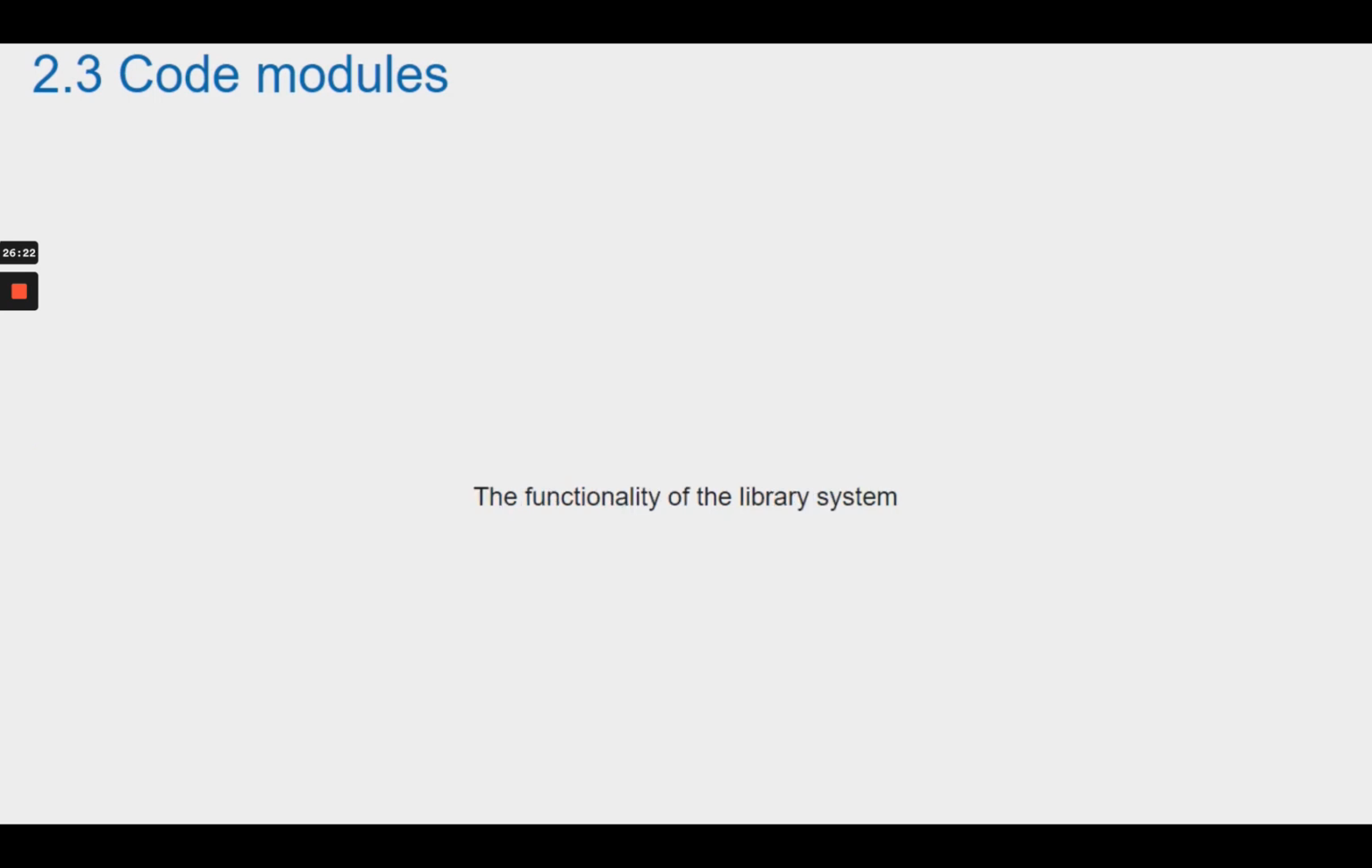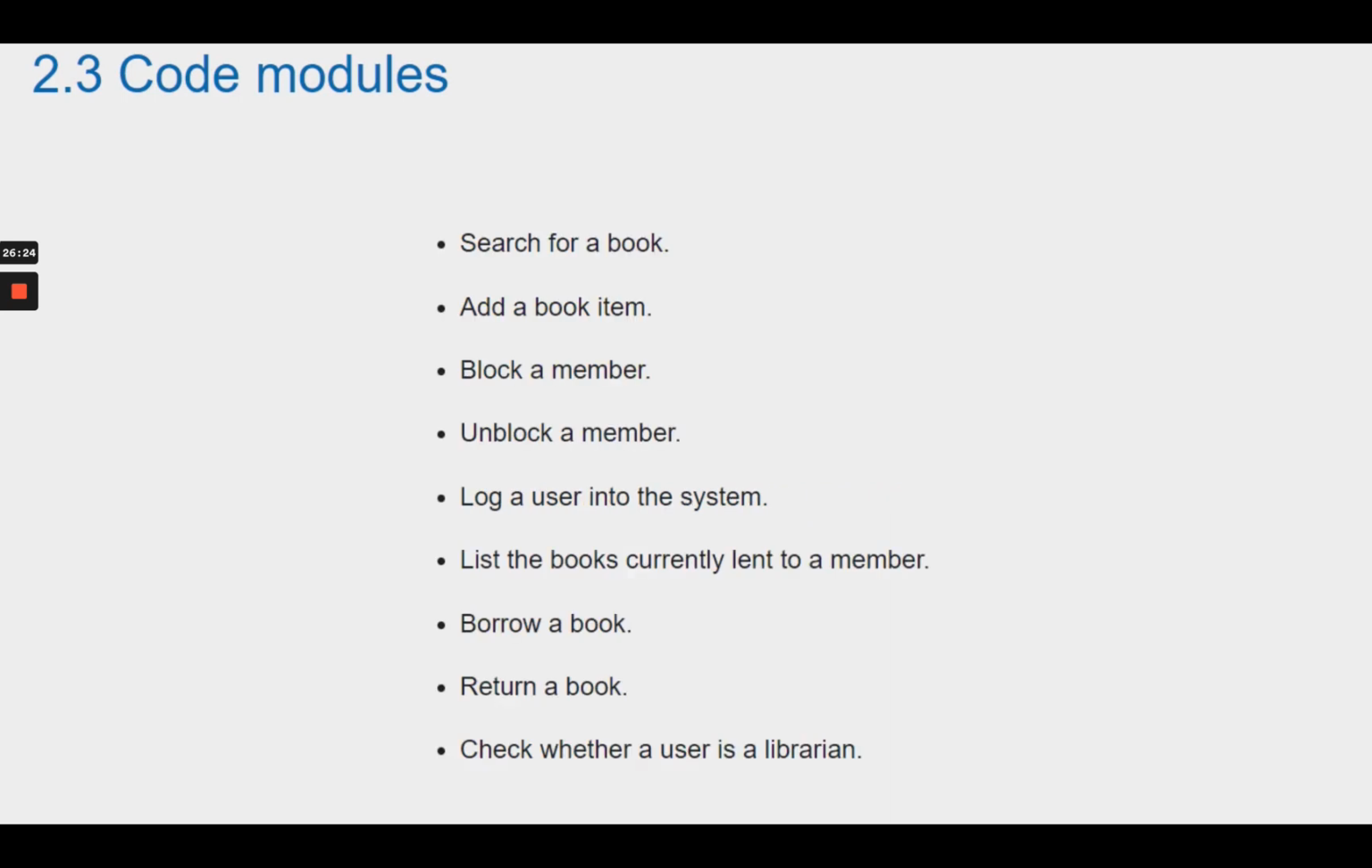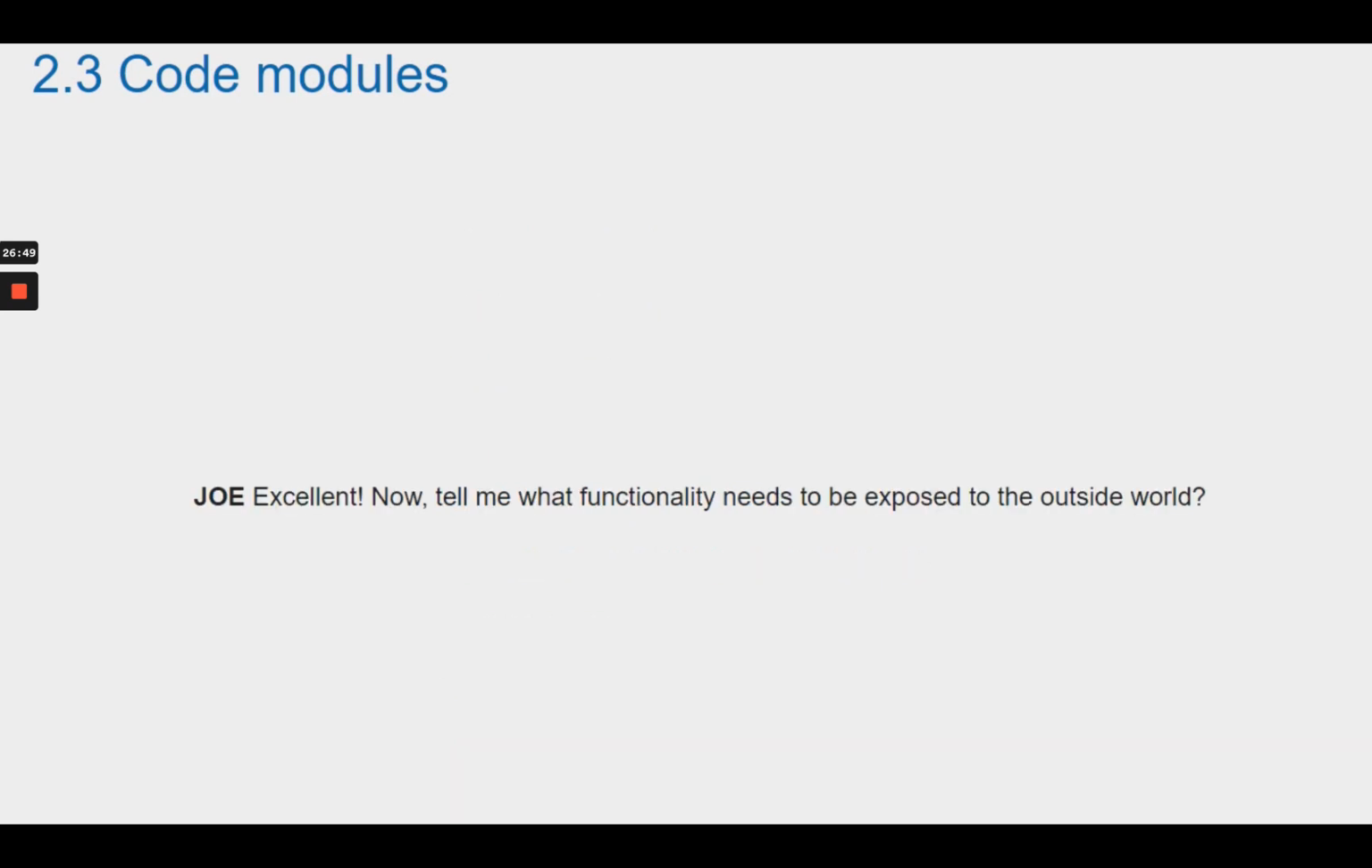The functionality of the library system. Search for a book. Add a book item. Block a member. Unblock a member. Log a user into the system. List the books currently lent to a member. Borrow a book. Return a book. Check whether a user is a librarian.